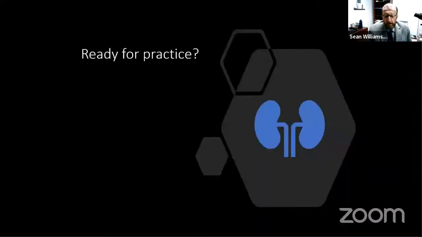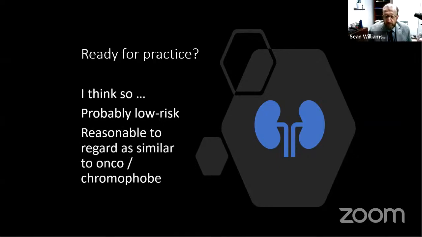So is this low-grade oncocytic tumor ready for diagnostic practice? Personally, I think so. What I've been doing with these is that if I encounter one, I report it under that terminology without considering it a carcinoma per se, and then give a comment explaining that this is a recently recognized entity. It's probably low risk in the spectrum of oncocytoma and chromophobe renal cell carcinoma, and that if you regarded it as similar to those for follow-up purposes, that would likely be reasonable.